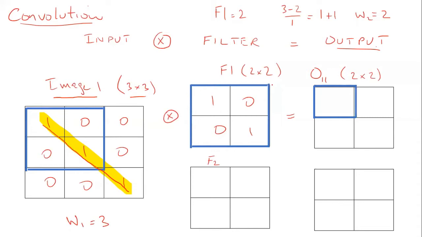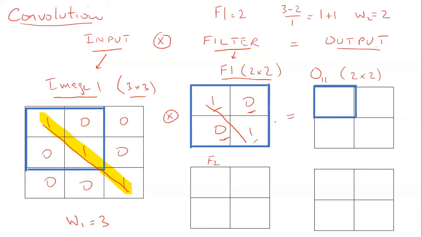So I'm going to take a filter. This is now a 2x2 filter. The basic idea here is that you have an input, here's the image, and you have a filter. I'm going to look at two filters, F1 and F2. The first filter I've given you as 1001. Notice that this filter has values along the diagonal, and off the diagonal the values are 0. Now we're going to apply convolution to this.